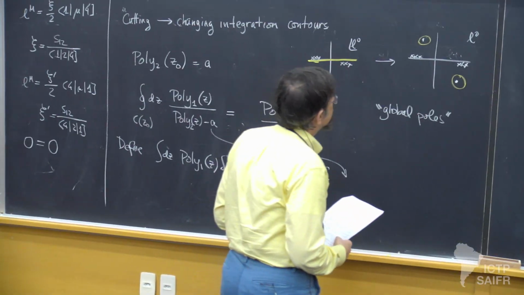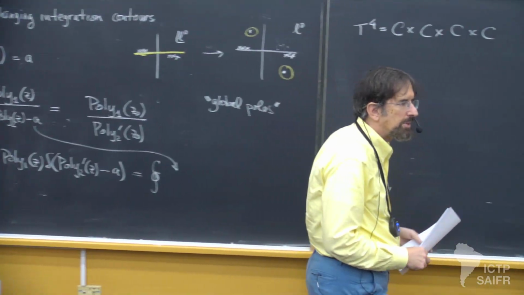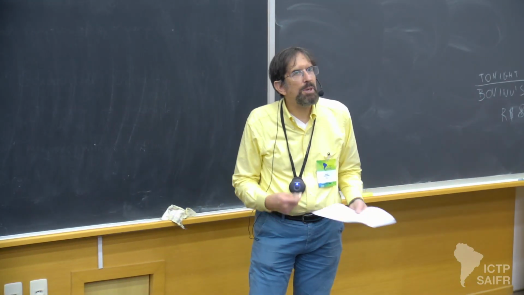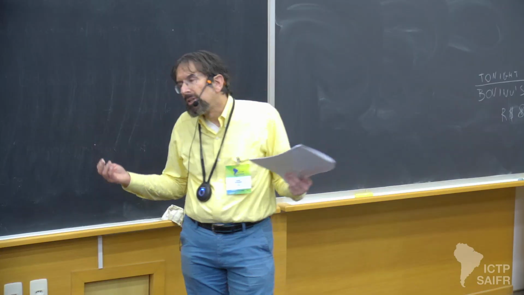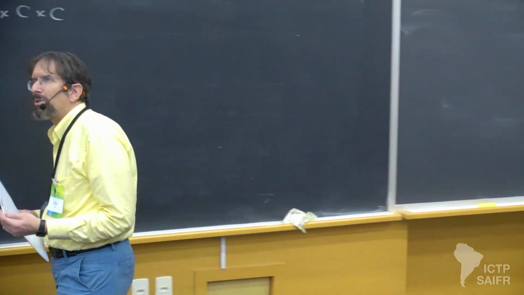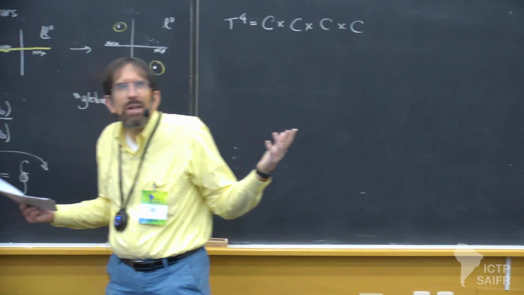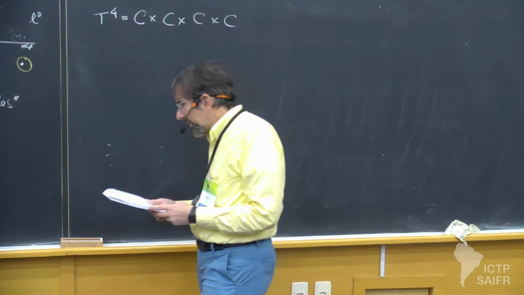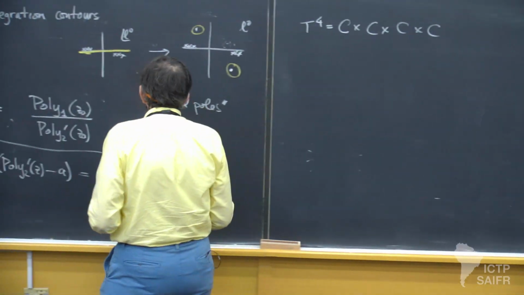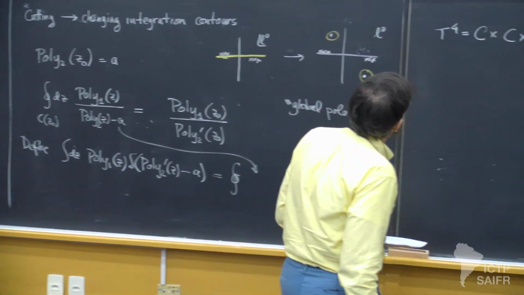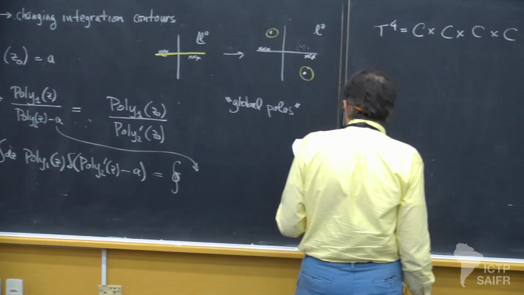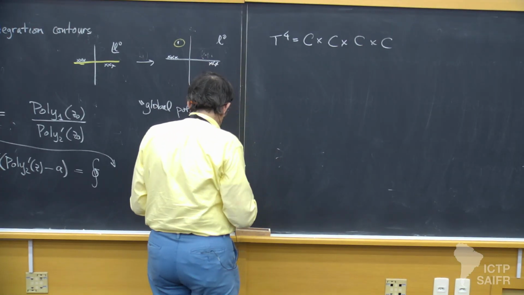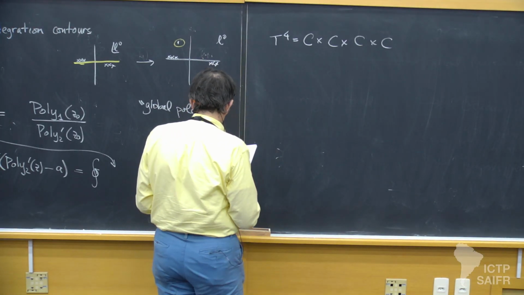Okay, so we have 2 contours, 2 global poles, and the question is, which combination of these contours should we take? I mean, the simple, naive guess would be you should weight them equally. I mean, you have no other choice, but how do we choose? And so that's one question. And there's another puzzle, which is not so obvious.